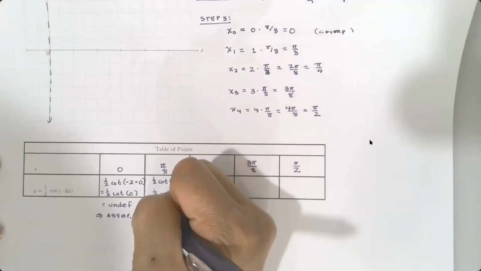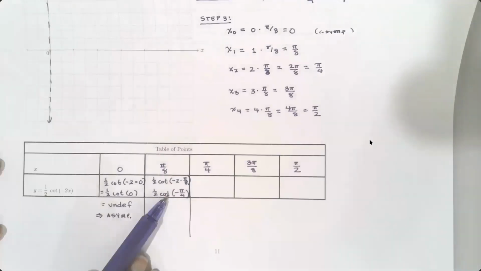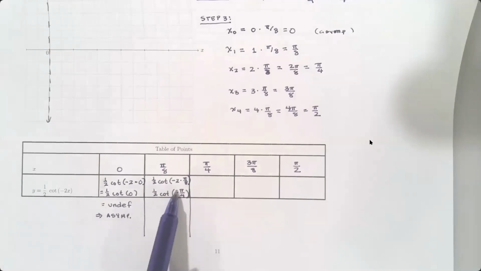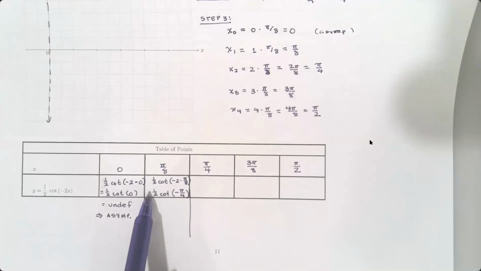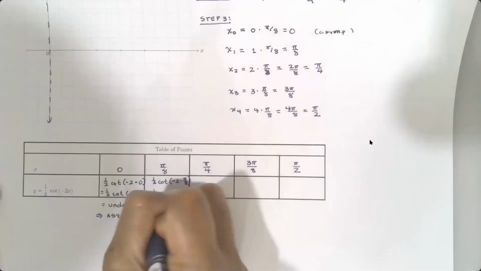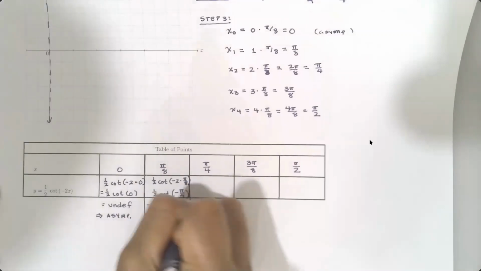Now, if you wish, you could look at negative pi over 4 on the unit circle, but since I think it's easier for us to deal with positive angles, I'm going to apply the fact that cotangent is an odd function to bring this negative from out to the outside of the expression. So this is the same thing as negative 1/2 cotangent of pi over 4.